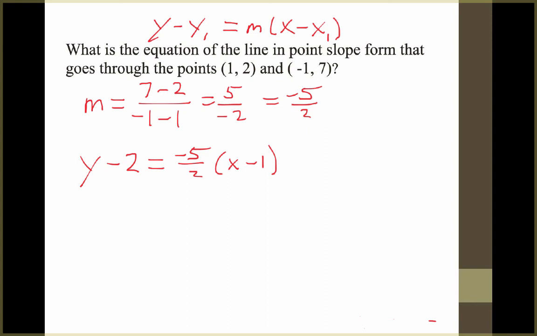If you picked the other point, (-1, 7), you would have y minus 7, y minus the y coordinate, equals -5/2, and then x minus the -1, which becomes +1. And you could have either of these two answers. If we were to convert this to slope-intercept form, they would both become the same equation. If we converted these to standard form, they would both be the same. Because we're using different points, they look different, but actually they are equivalent equations.